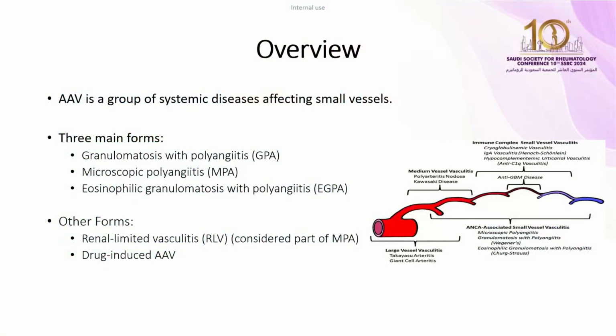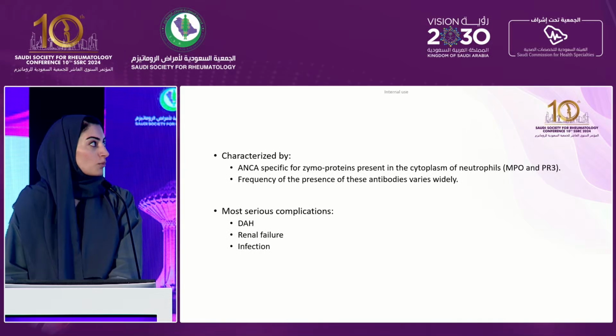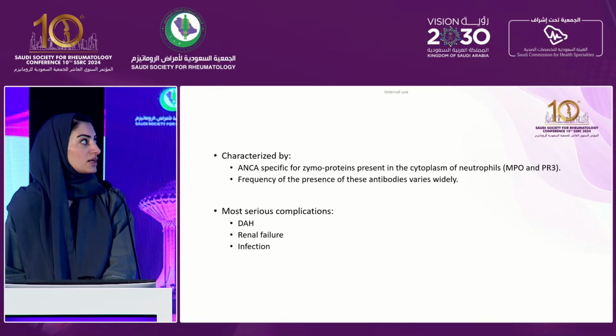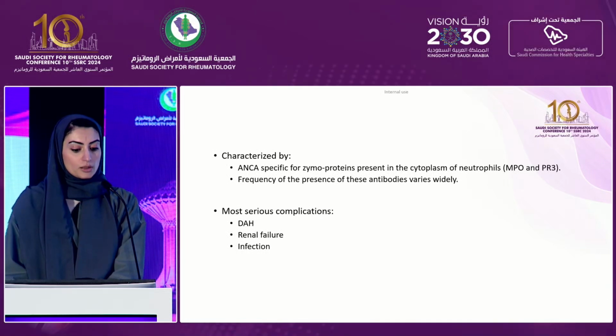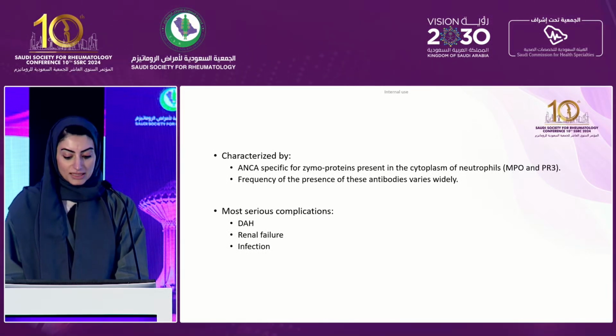To start with, ANCA-associated vasculitis is a group of systemic diseases affecting small vessels that will lead to damage to several organs and tissues in the body. You all know that we have three main types: granulomatosis with polyangiitis, microscopic polyangiitis, and eosinophilic granulomatosis with polyangiitis. Other forms are renal-limited vasculitis and drug-induced ANCA vasculitis. The disease is characterized by ANCA specific for enzymes and proteins present in the cytoplasm of neutrophils, namely myeloperoxidase and proteinase 3. The most serious complications are pulmonary hemorrhage, renal failure, and infection, and all of those manifestations could be lethal.